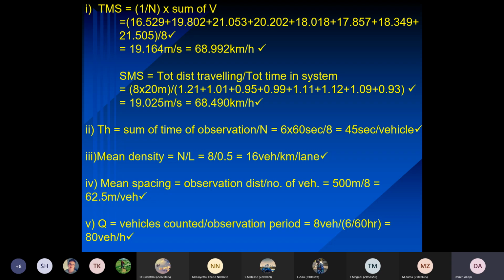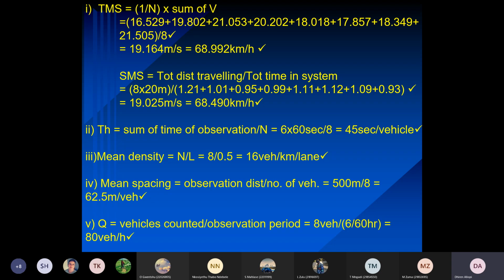Total distance traveled: you had 8 vehicles, a 20-meter baseline, so 8 times 20 meters is the total distance. And the total time in the system, those times were given to you in the question. That would have given you meters per second, converting to kilometers per hour, 68.490. So you can see that your time mean speed and your space mean speed final answers are very close. Obviously, if you ended up with an answer of 80-something kilometers per hour, then you know you slipped up somewhere along the line and you need to go back to the drawing board.